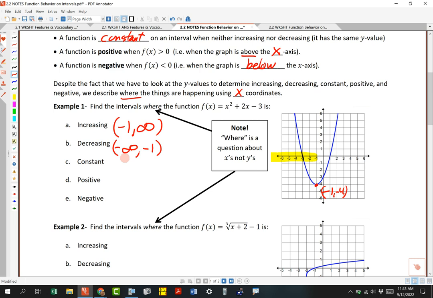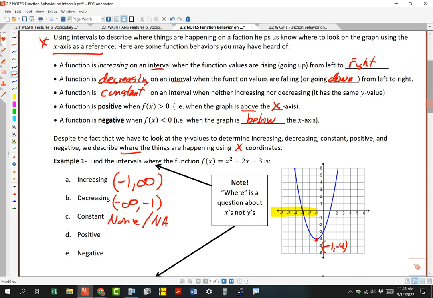Now, is there anywhere where it's constant? Are there any intervals on which it's constant? The answer to that is none. We can say none or we can say NA, because if you'll notice on each one of these, increasing, decreasing, constant, those are defined on intervals, not at specific points. So if you wanted to, we could have put a square bracket around each one of those. We could have counted -1 as a place where it's both increasing and decreasing if you wanted to. It's usually better to do this.